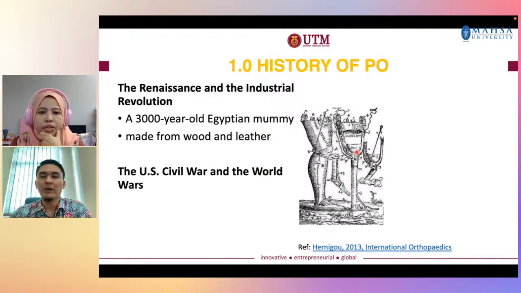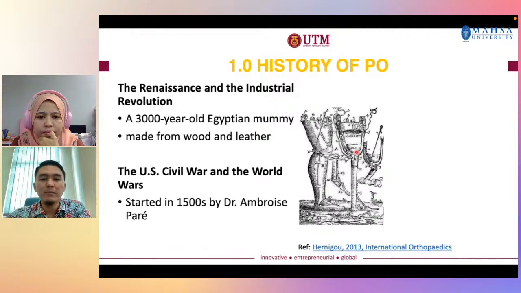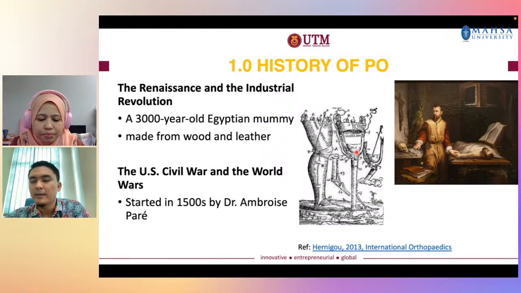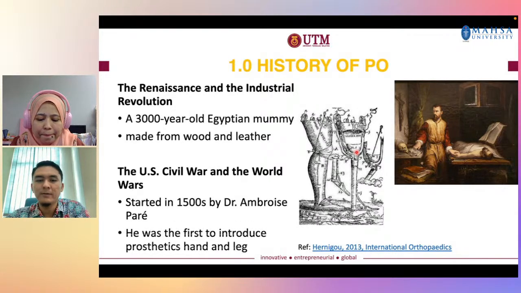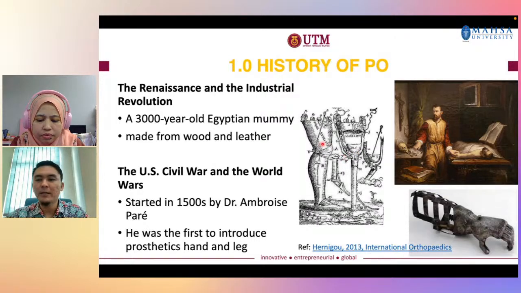And after that, some revolution of PO happened during the US Civil War and also the World Wars. There were some medical doctors or orthopedic surgeons, namely Dr. Ambrose Paré, starting in 1500, and this is the guy who created the prosthetic leg back in the 15th century. And then he was the first to introduce the prosthetic hand and leg. Here is an example of a prosthetic hand, which is a very old version. You can see, I think this one was made from wood and also stainless steel.